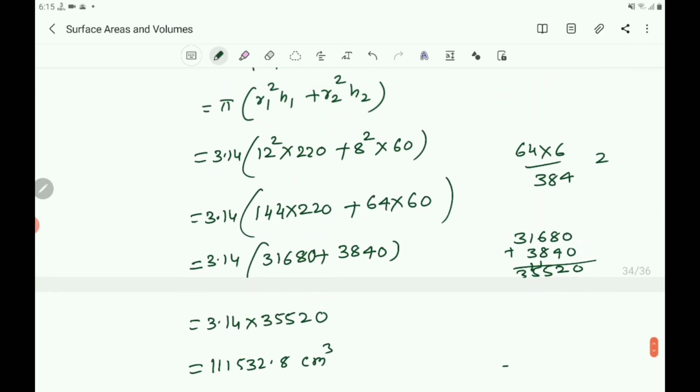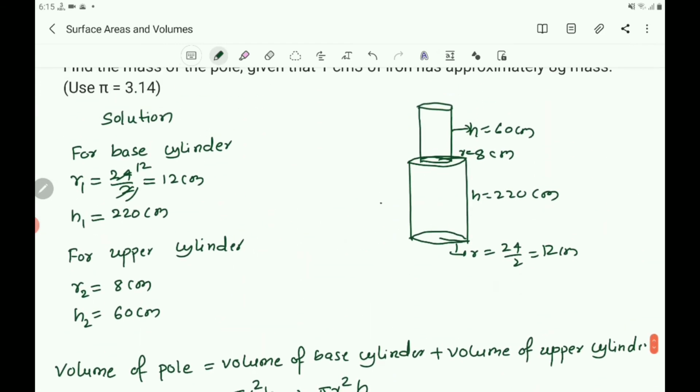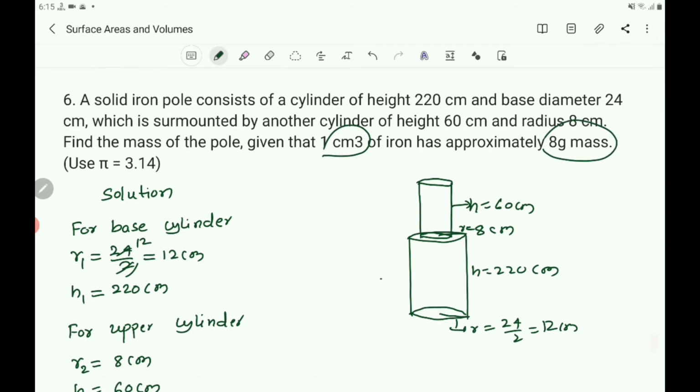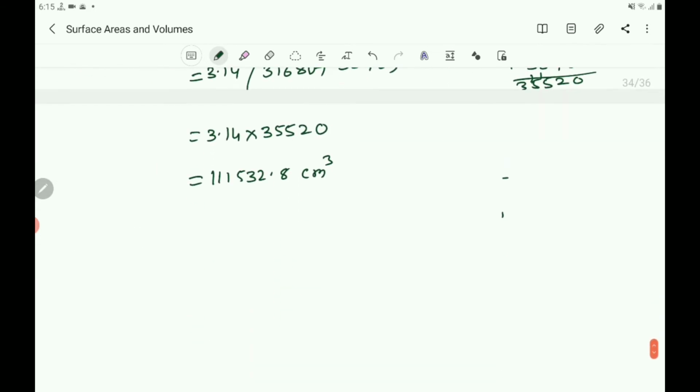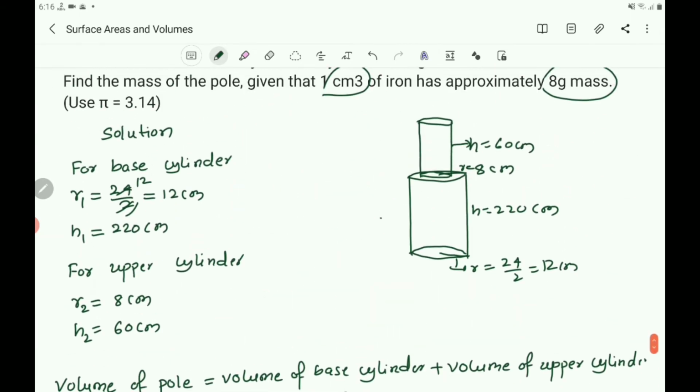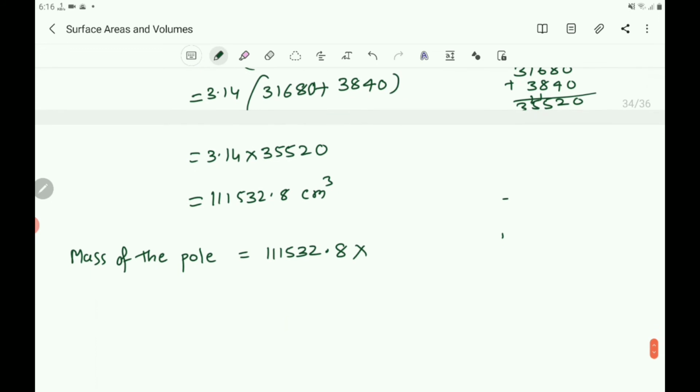Then next, what do we have to find out? We have to find out the mass. The mass of 1 cm cube is 8 gram. So you multiply: mass of the pole equals 111532.8 into what? 8. So you multiply it.